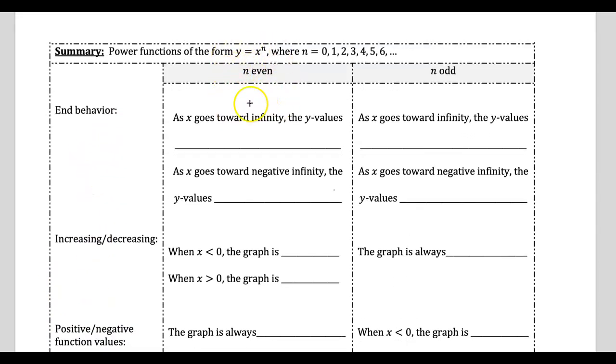So when n is even, as x goes toward infinity, the y values also approach positive infinity, right? As x goes to negative infinity, the y values still approach positive infinity because they're even powers, right?